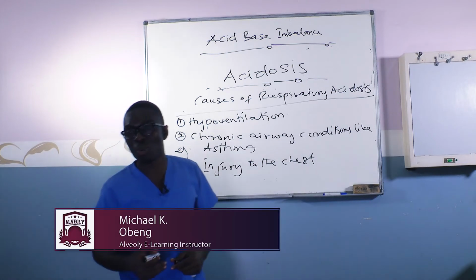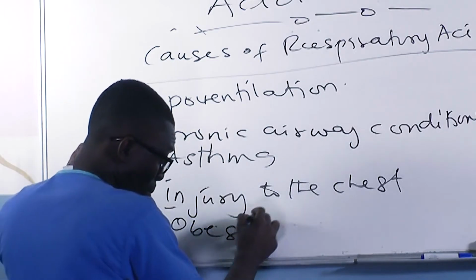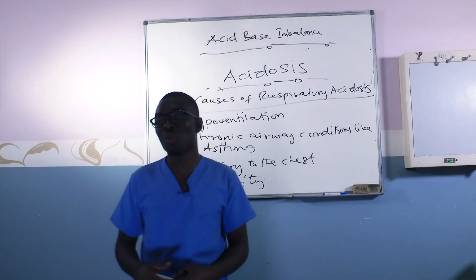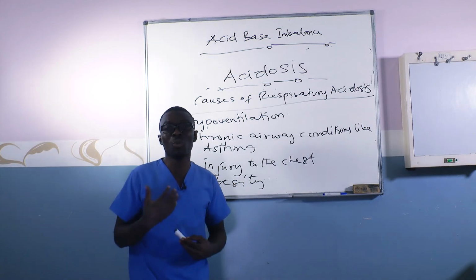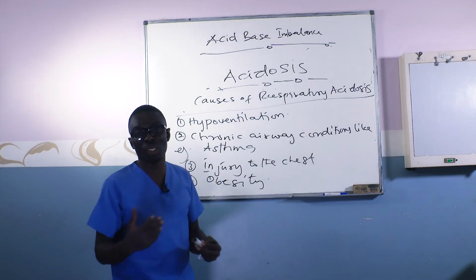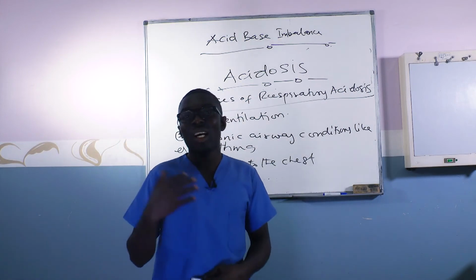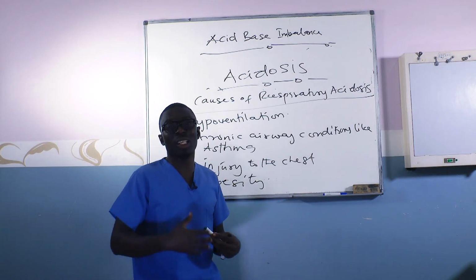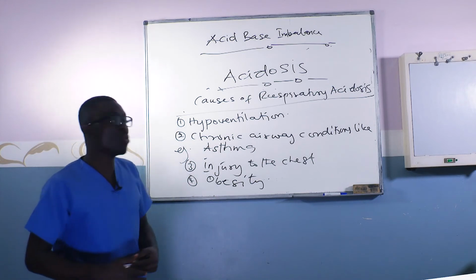Then we can also have obesity. People who are obese usually have difficulty breathing. In the course of that, there is a lot of work that the lungs have to do for exchange of gases, and the system needs a lot of oxygen for metabolic activities to take place. So if the lungs are having issues and are not able to exchange oxygen and carbon dioxide well, and there is excessive accumulation of carbon dioxide in the body, then it leads to respiratory acidosis.